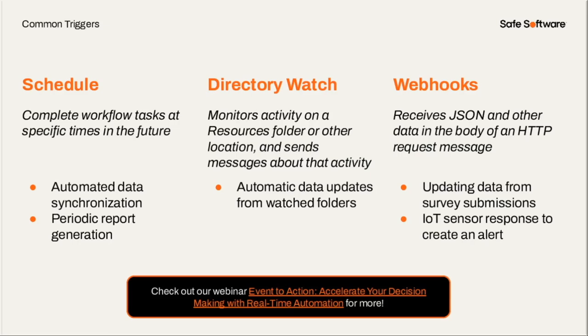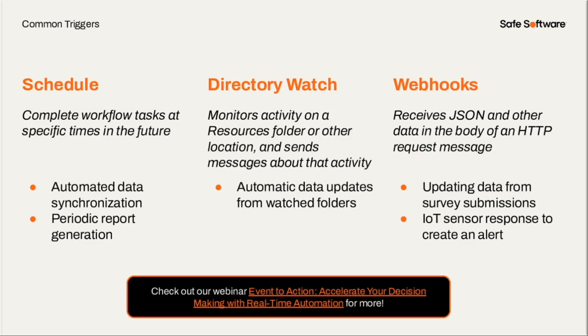Our directory watch trigger monitors activity on an FME Flow resources folder or another file location, and it sends a JSON message about the activity, including when files are added, changed, or deleted. These are great for automatic data updates from watched folders, and we'll also see this trigger in action in a demo in a little bit.